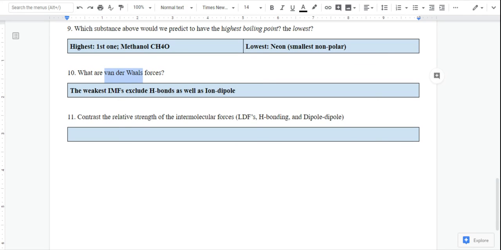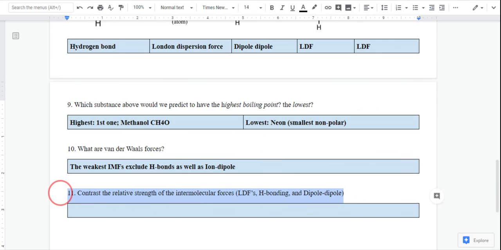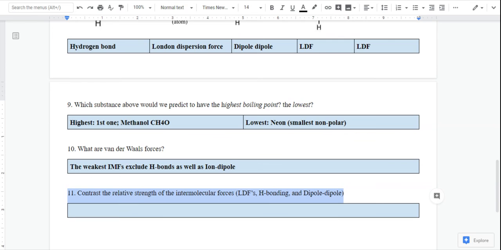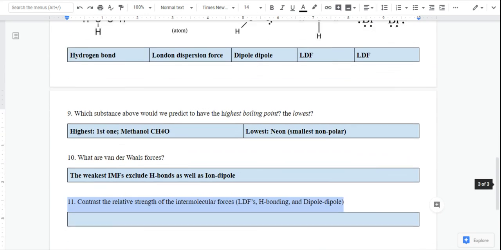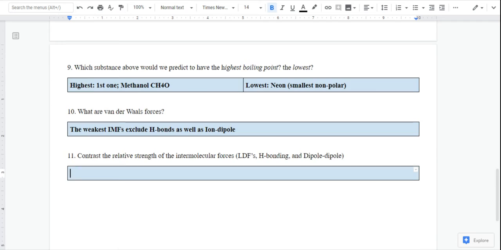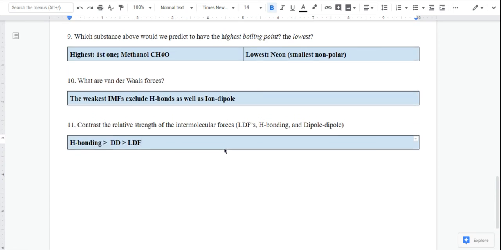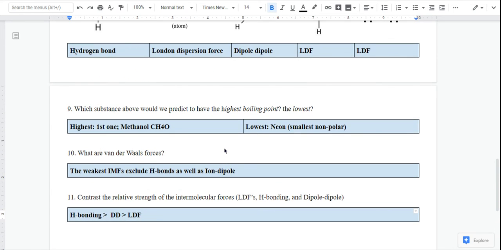Contrast the relative strength. Now, again, this question, to criticize myself, should have come way up here so that you were thinking about their relative strength before I asked about relative melting point. But it's hydrogen bonding, H bonding is the strongest, followed by dipole-dipole, followed by London dispersion force. And that's it for today.